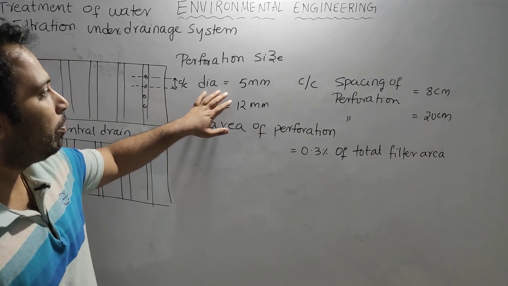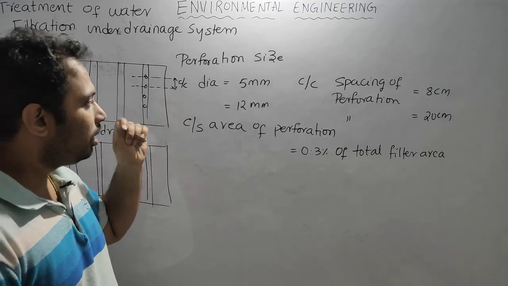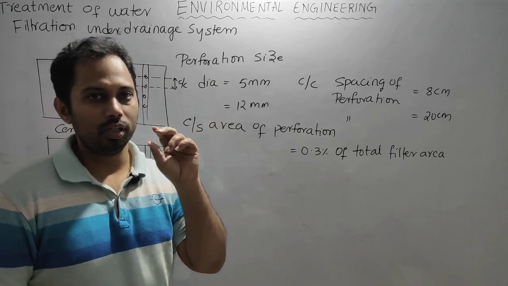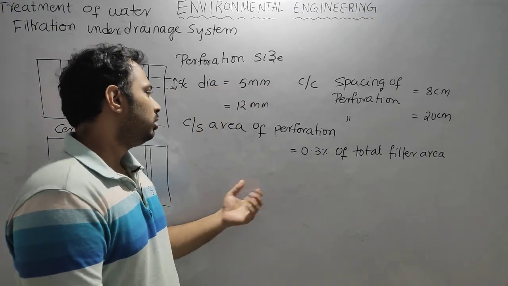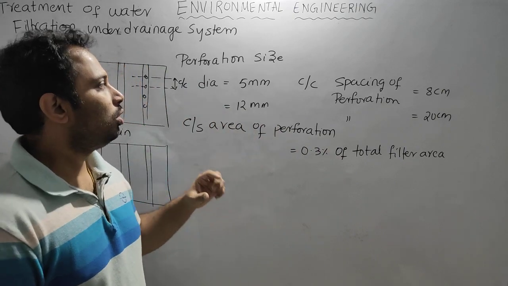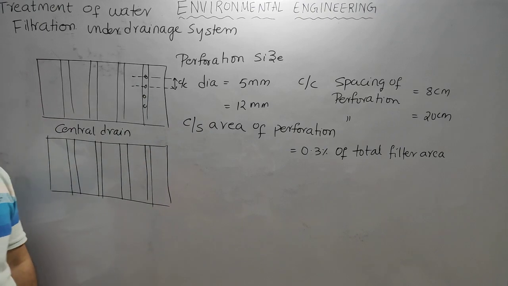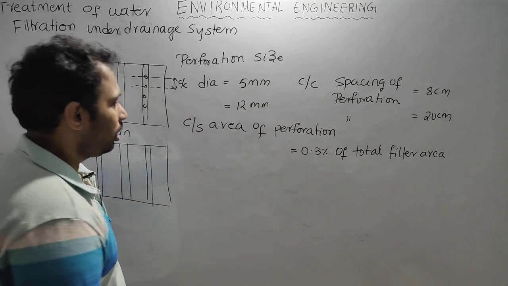We will fix the diameter of the perforation, and this diameter gives you the single perforation area. With the total perforation area we need, we can find the total number of perforations from these two data, and depending on that we will fix how many laterals are needed.